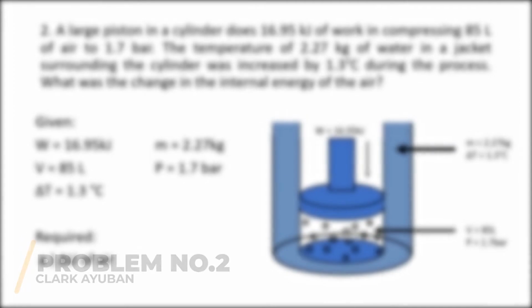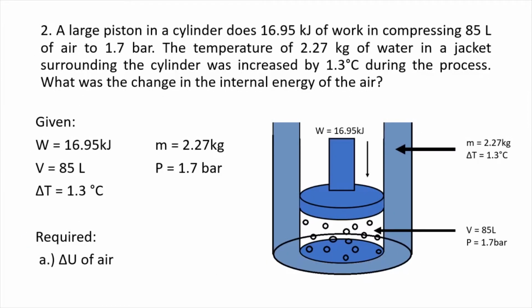Presented is the problem for item number 2. The given values for this problem are work, which is 16.95 kilojoules, volume of 85 liters, change in temperature 1.3 degrees Celsius, mass of water 2.27 kilograms, pressure 1.7 bar, and considering that our system is the air compressed in the large piston. Required for this problem is the change in the internal energy of air.